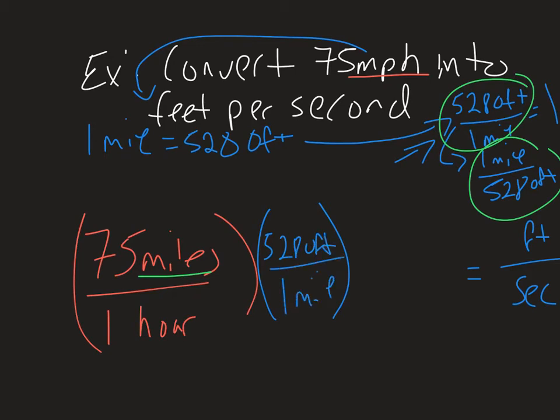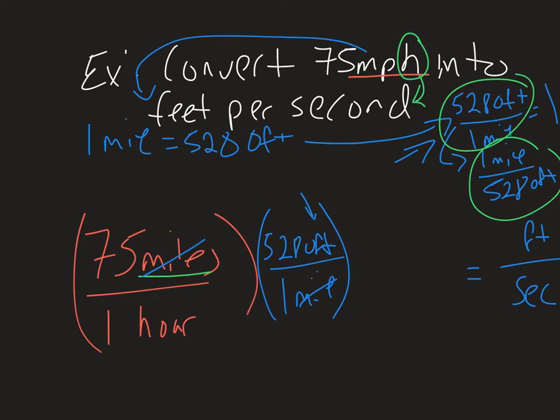And the idea is the miles will, in effect, cancel, leaving me just the feet on top. So this tells me I take 75 times 5,280 feet. Now this is going to get me to where I have feet per hour, which is closer to what I want, but I'm not quite done yet. So then I'm going to try and figure out the time piece, hours to seconds. And there's a couple ways you can go about this.